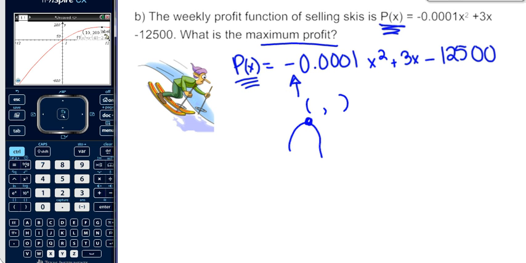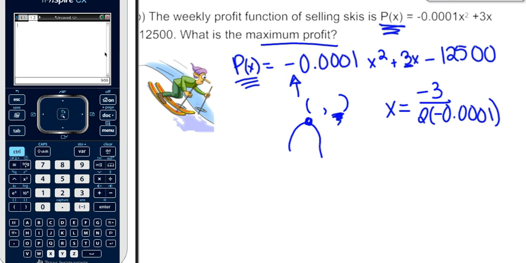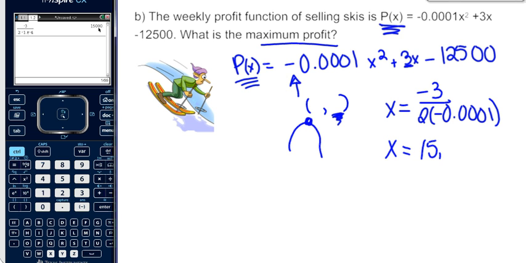So in the coordinates of the vertex, we actually want f of negative b over 2a. We want the y value of the vertex. So to find the x value, we'll have to do negative b over 2a. So negative 3 is our b, over 2 times this. We can quickly calculate that. And we get 15,000. Okay, so x is 15,000, but we want to know the profit. We want to know y.